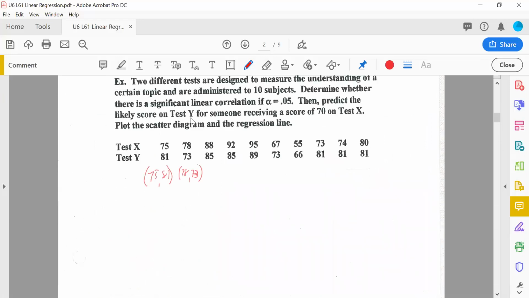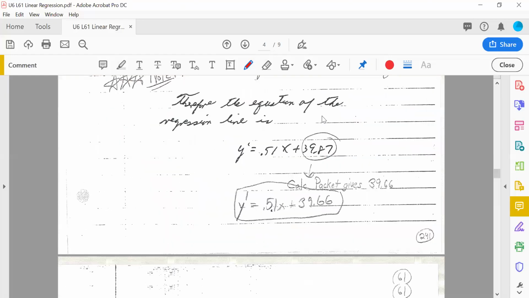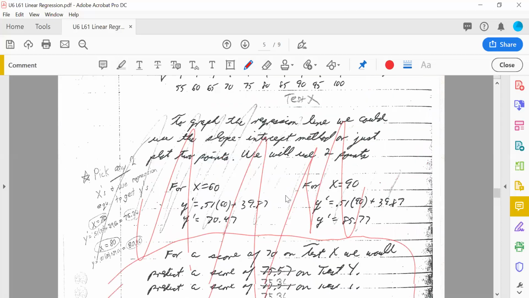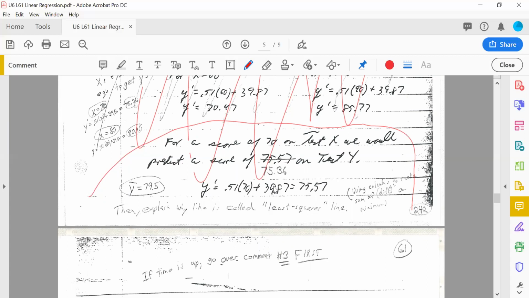Predict the likely score on test Y for someone receiving a score of 70 on test X. So if you get a 70 on test X, what will you get on Y? Why not just take 70 and plug it in for X, which is what was done here. And you can cross this off. It's 75.36. So for a score of 70 on test X, we would predict a score of 75.36 on test Y. Done. We're finished. That's actually the end of that lecture.